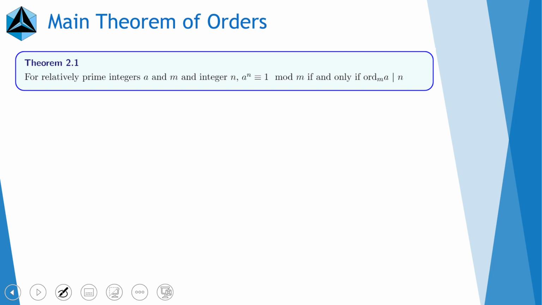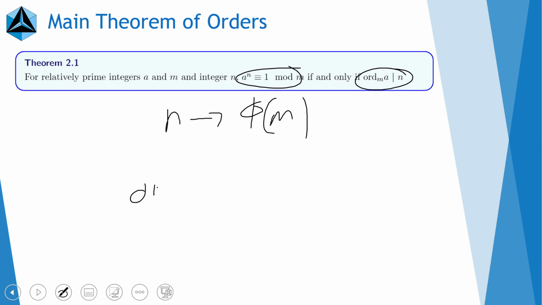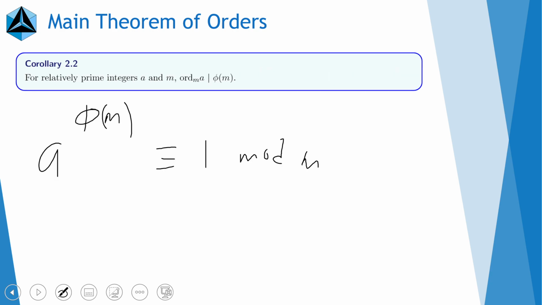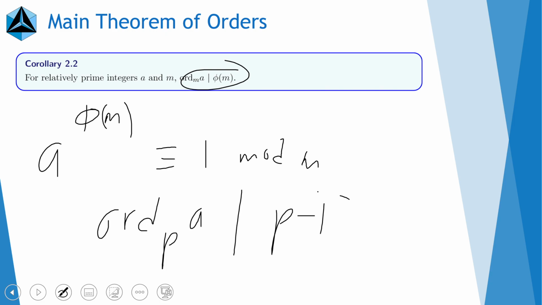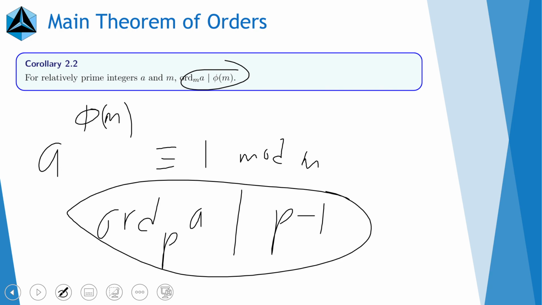And then earlier we said that we had this there, we had that. So we can basically just replace n with phi of m. And then this gives us our statement: the order of a mod m divides phi of m, which is exactly what we wanted. And in the case where m is replaced by a prime p, this becomes the order of a mod p divides p minus 1, because that's how phi works with primes.